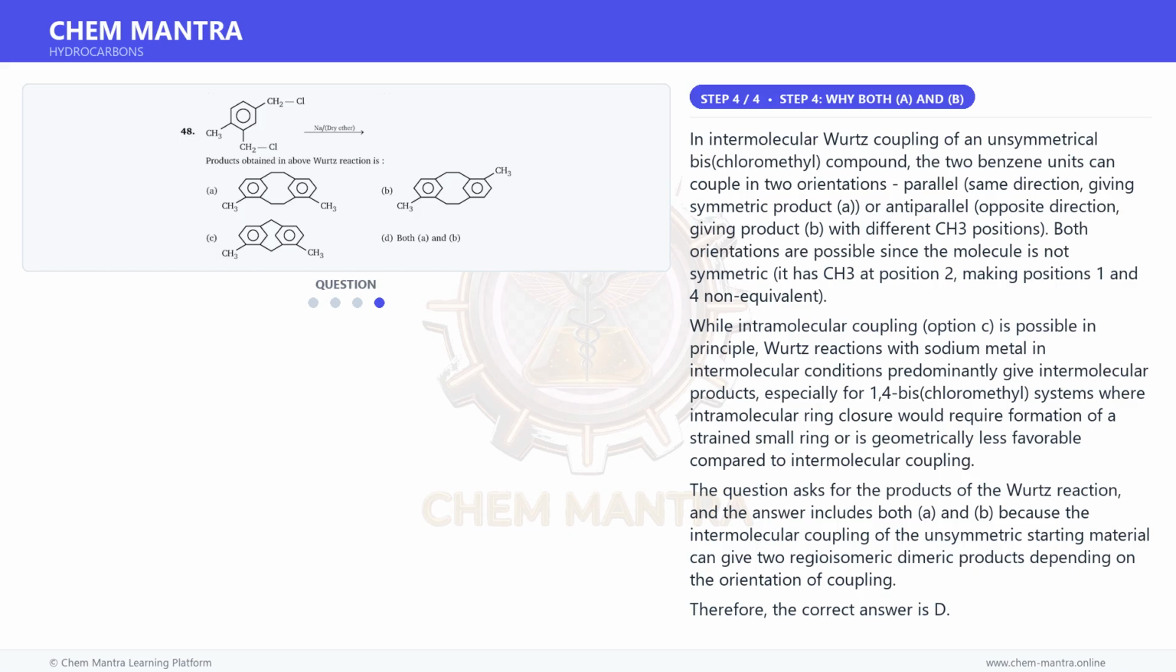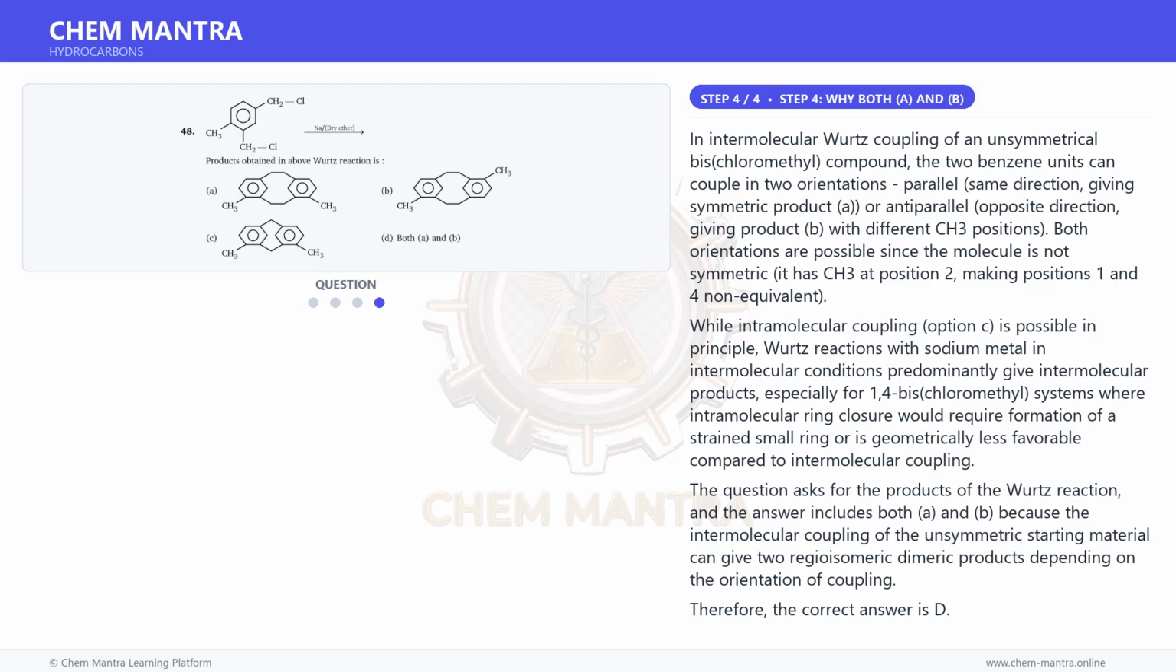In intermolecular Wurtz coupling of an unsymmetrical bis(chloromethyl) compound, the two benzene units can couple in orientations parallel, same direction, giving symmetric product A, or antiparallel, opposite direction, giving product B, with different CH3 positions. Both orientations are possible since the molecule is not symmetric, it has CH3 at position 2, making positions 1 and 4 non-equivalent.